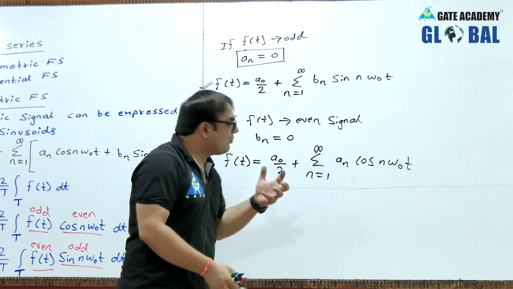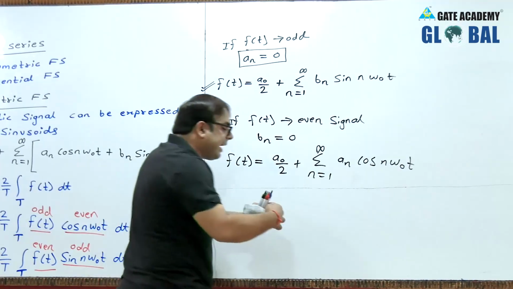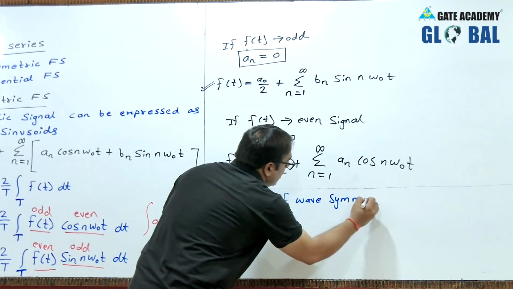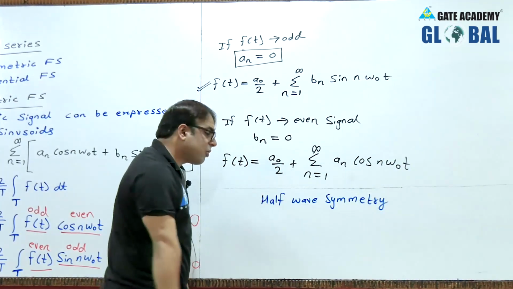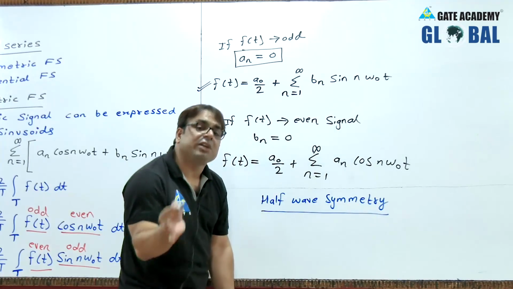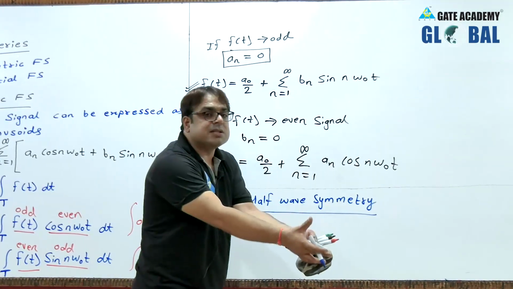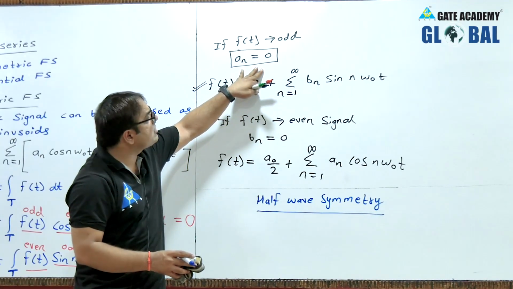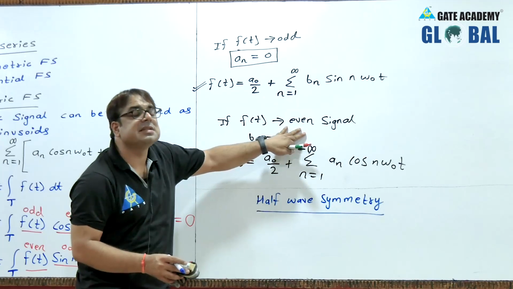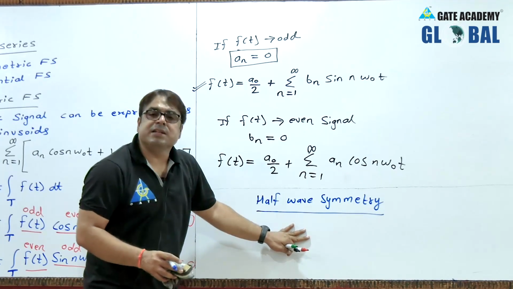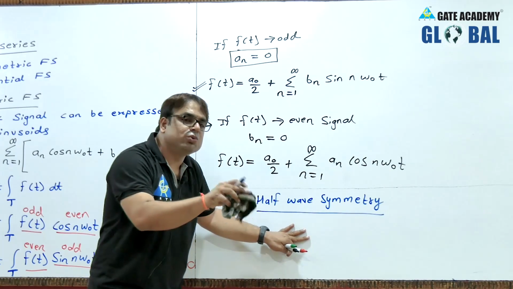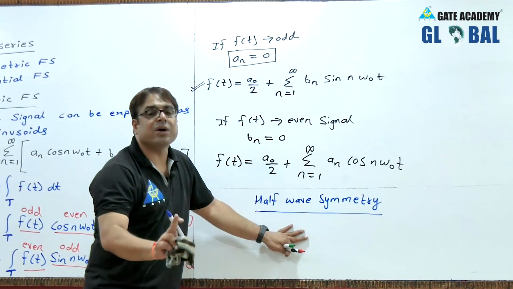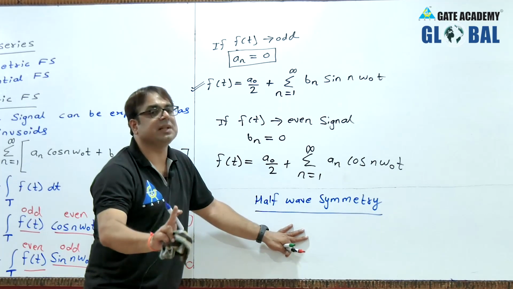So this simple fact we have to remember, and after some time I will introduce a concept, half wave symmetry. Then I will discuss what is half wave symmetry and what are the conclusions if a signal is half wave symmetric. So this is the conclusion when the given periodic signal is odd. This is the conclusion when the given periodic signal is even. After some time, I will discuss what is a half wave symmetric signal and what are the conclusions for half wave symmetric. And one very important point, in the later stage, I will discuss about hidden half wave symmetry also, which is very important with respect to your GATE exam.